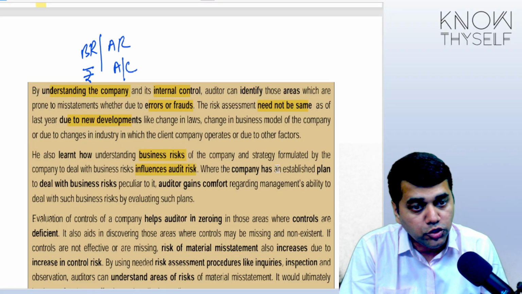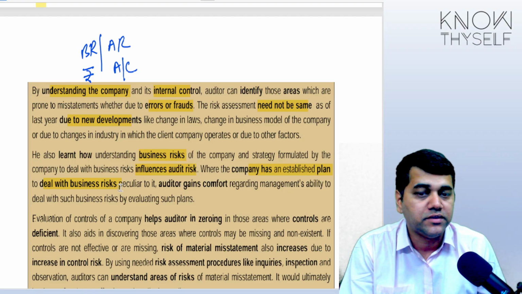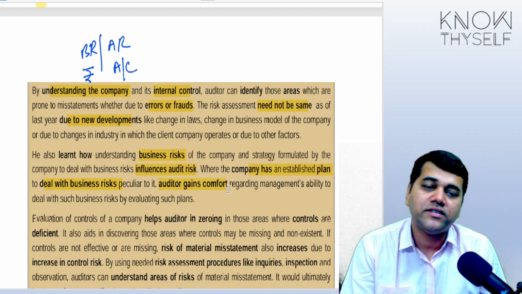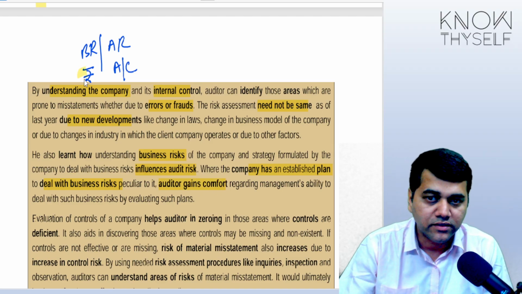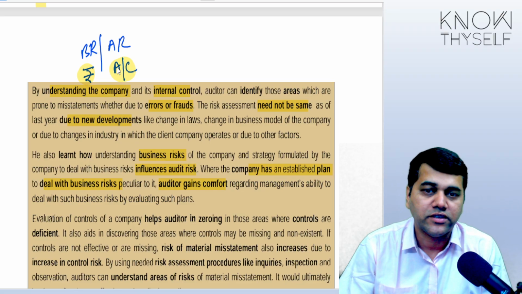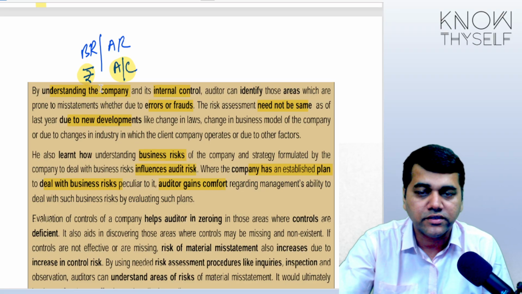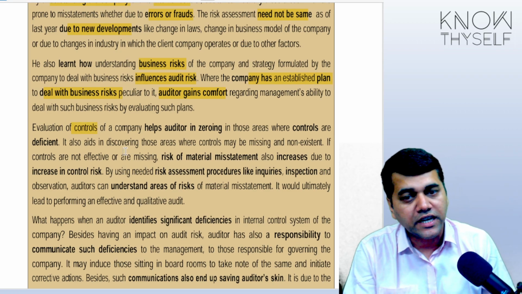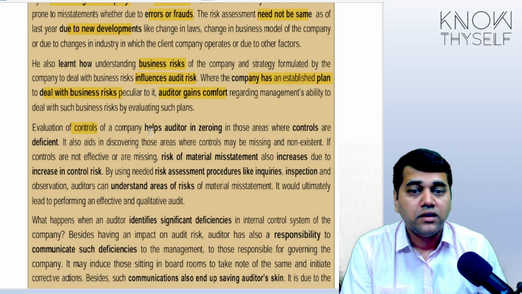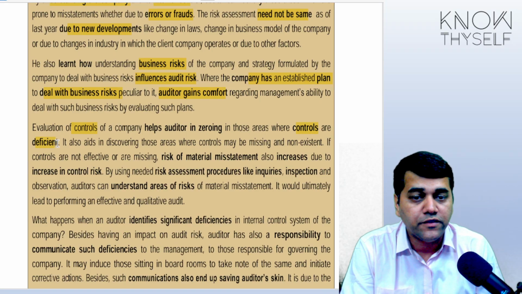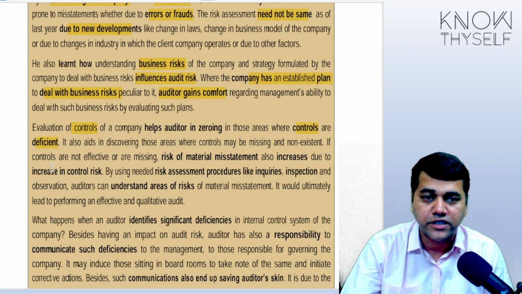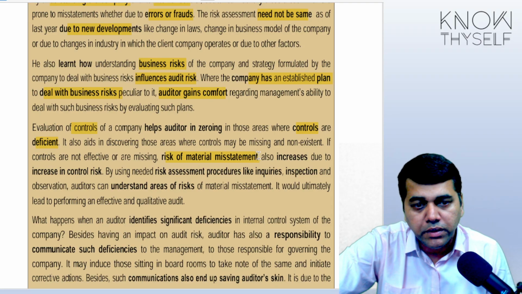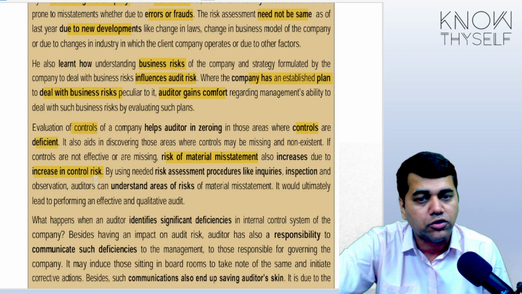So the company needs to plan and deal with the business risk peculiar to it, and because of this, the auditor gains comfort. If the company addresses this, automatically the audit risk should get addressed, because every accounting risk comes from the business risk only. Now, evaluation of the internal control: that's why understanding of the control becomes very necessary. It helps to figure out the controls where they are deficient, and if you feel that the controls are deficient, you should shift yourself to substantive procedures. Now the ROMM increases because of the increase in the control risk.